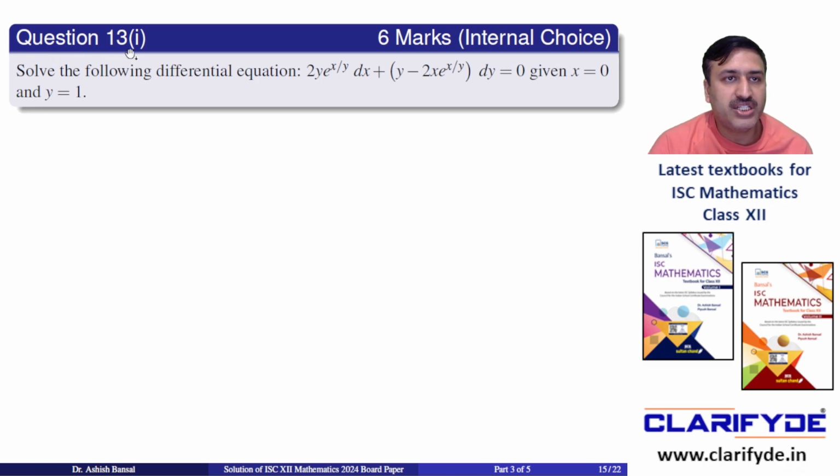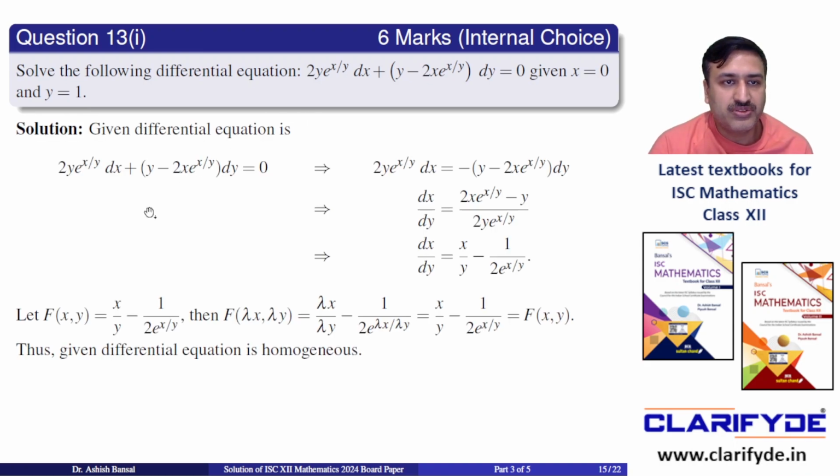Now question number 13, first part, it is a 6 marks question with an internal choice. It says solve the following differential equation, given that x equal to 0 and y equal to 1. So we first solve this differential equation. We are given this equation. This can be expressed in this form.